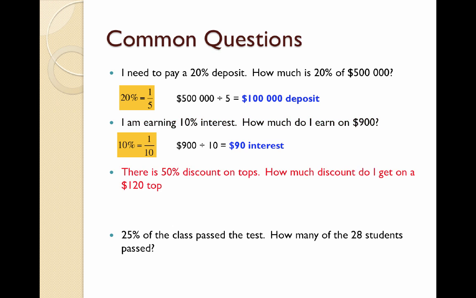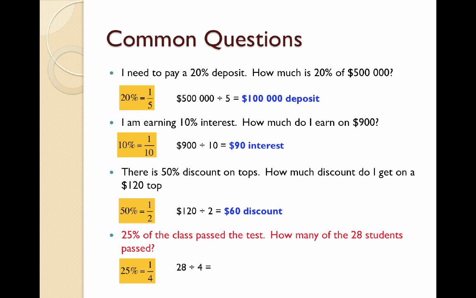If there's a 50% discount on tops, I need to remember that 50% is the same as a half. So I'm going to take my $120 top and divide it by 2 for a $60 discount. For the 25% of the class, I need to remember that 25% is 1/4. So I'm going to take 28 and divide it by 4 to find 1/4, which is just 7 kids passing the test.